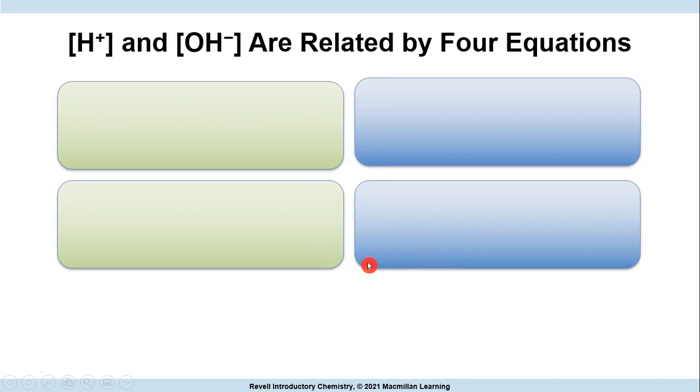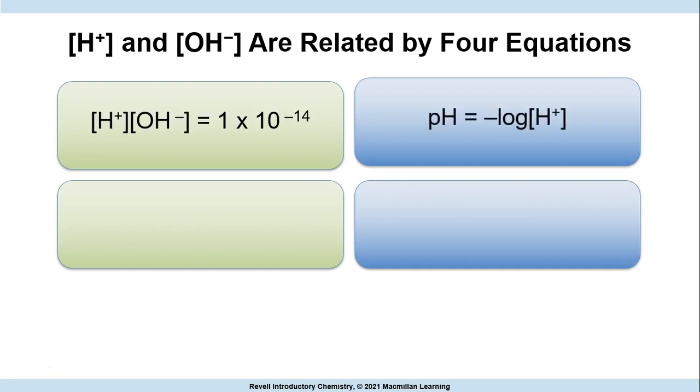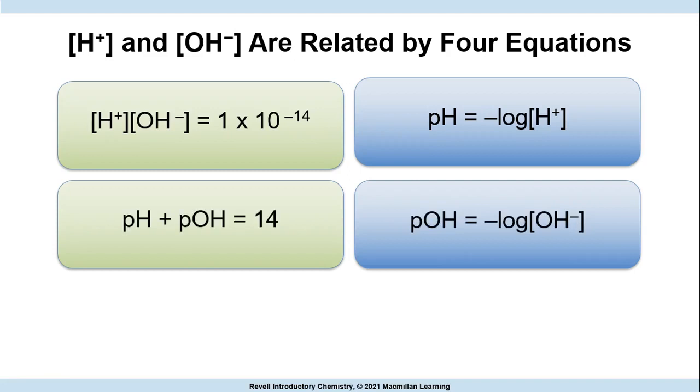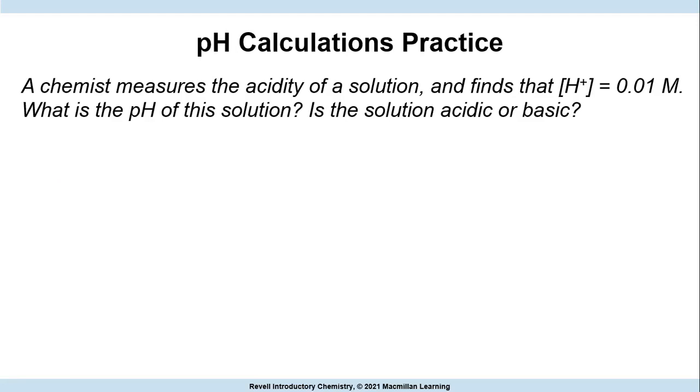So there are 4 equations here that relate hydrogen ion concentration and hydroxide ion concentration. Make sure you remember all these 4 equations because we will use them to solve all pH problems and concentration of hydrogen and hydroxide ions. The first equation is the hydroxide ion times the hydrogen ion must be equal to 1 times 10 to the power minus 14. The second equation is pH is equal to minus log of hydrogen ion concentration. pOH is minus log of hydroxide ion concentration, and pH plus pOH is equal to 14. Always remember this.